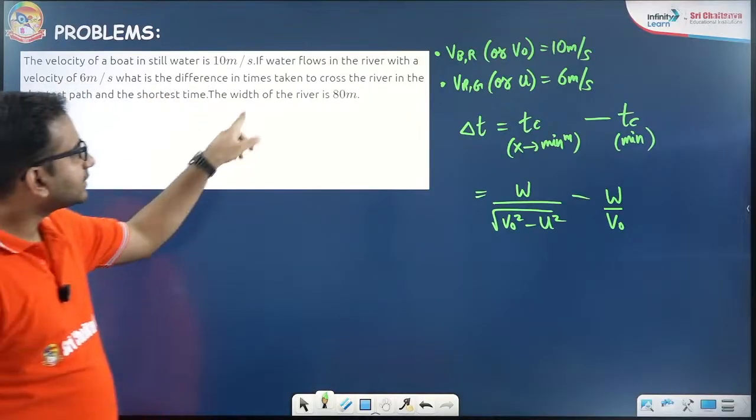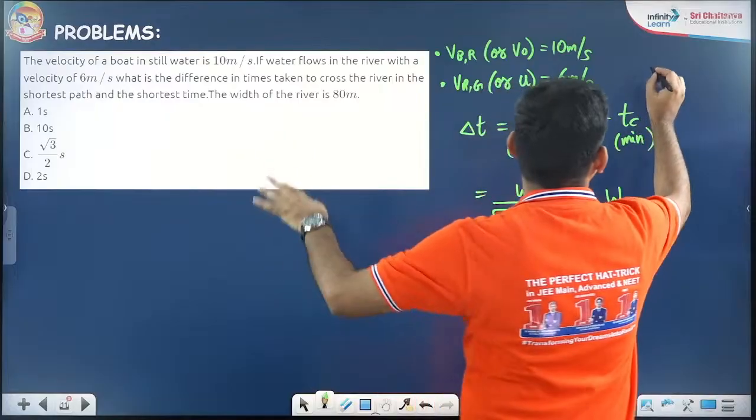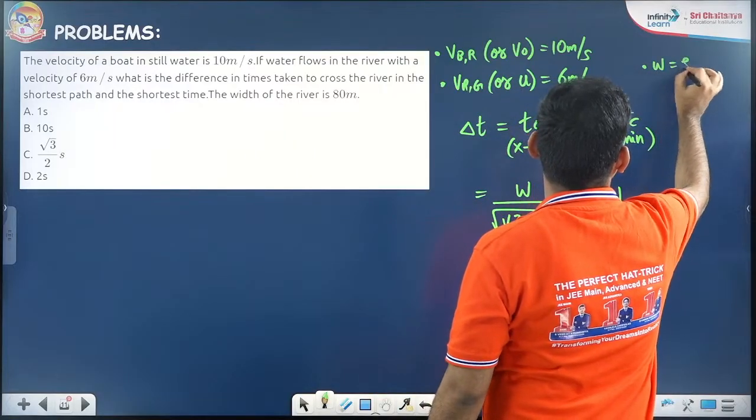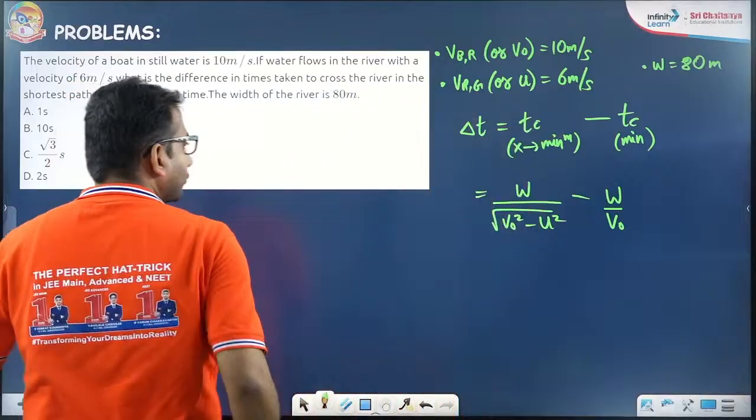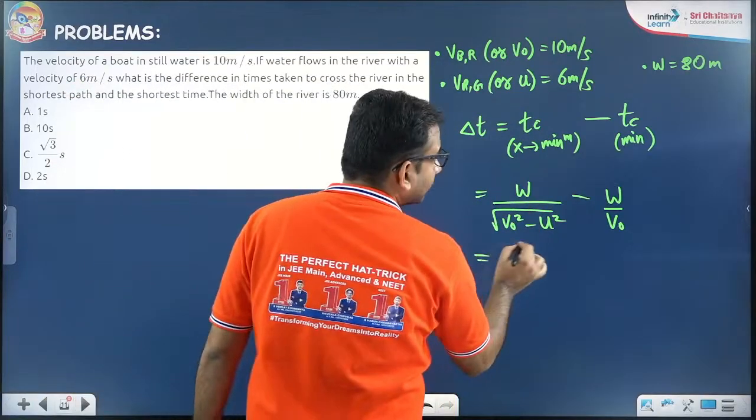The width of the river is 80 meters. That is also given to you. Everything is in SI unit, meter per second, meter. So the final options will also be in SI. I think you can do that.